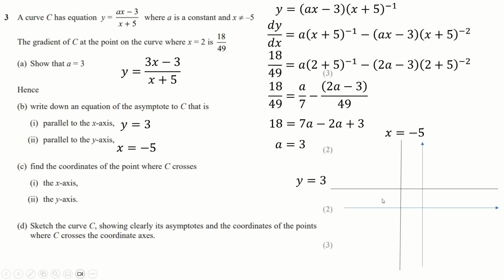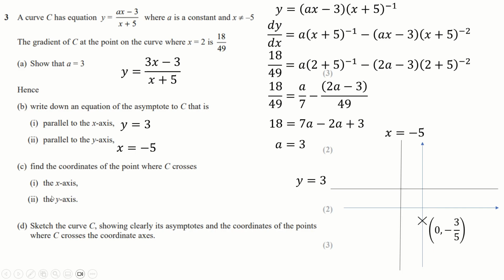Now, the picture is going to have two C-shapes, either here and here, or here and here. Which one is it? To find out, we can just make x 0, to start with, to find our y-intercept. So just sub x 0 into here, you get minus 3 over 5, so that's minus 3 over 5 there. And so we've got a C-shape here and a C-shape here.